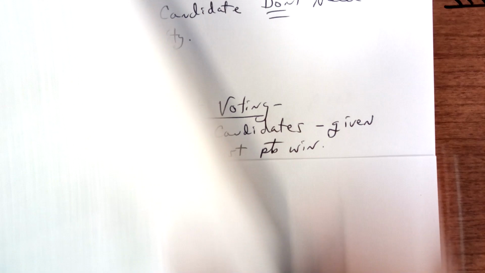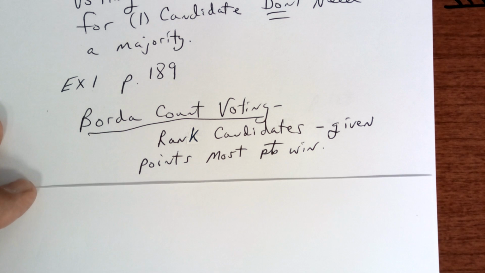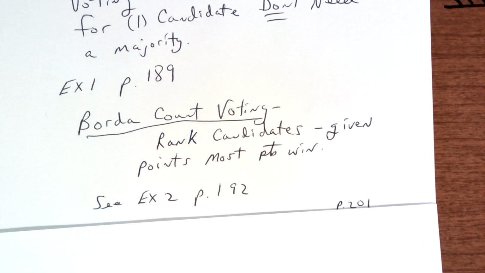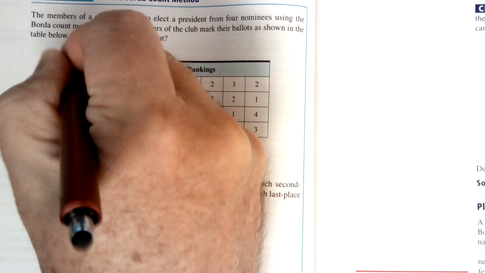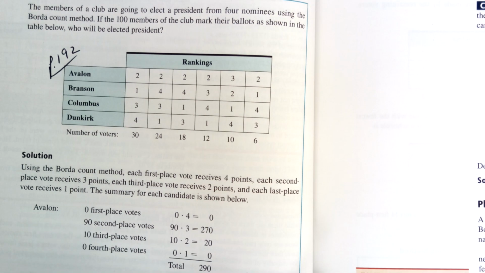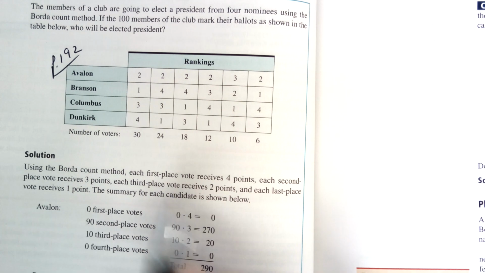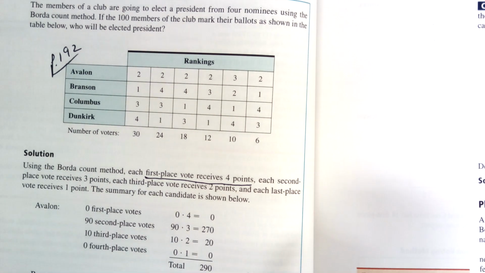Let's talk about the next one. The Borda count voting. You rank the candidates and you give points, and the ones with the most points win. Let's go to page 192. So here, on page 192, let's take a look. All right, so here they're given 4 points for every first place vote. And then 3, 2, 1, and that's the way they're doing it.